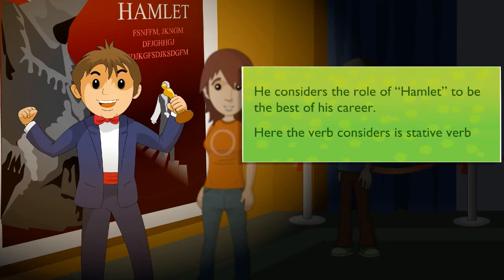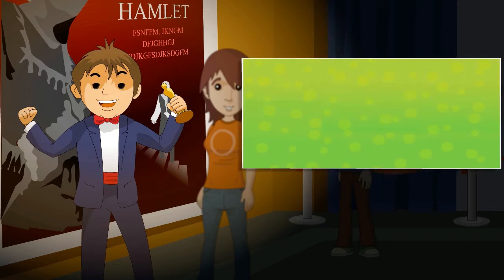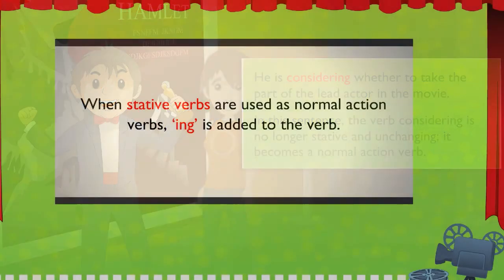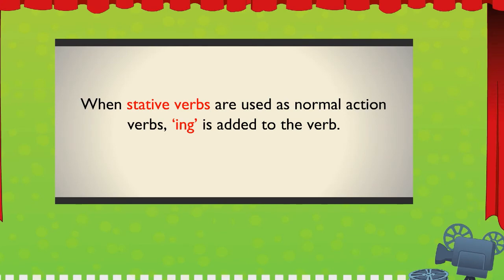For example, he considers the role of Hamlet to be the best of his career. Here the verb considers is a stative verb. He is considering whether to take part of the lead actor in the movie. In this sentence, the verb considering is no longer stative and unchanging. It becomes a normal action verb. When stative verbs are used as normal action verbs, ing is added to the verb.